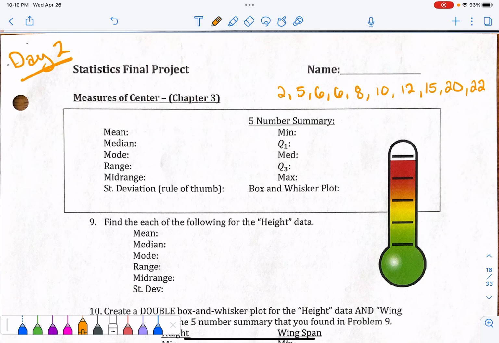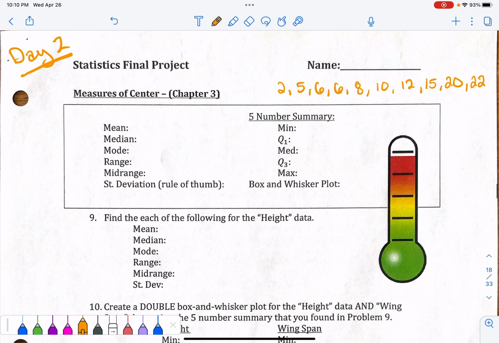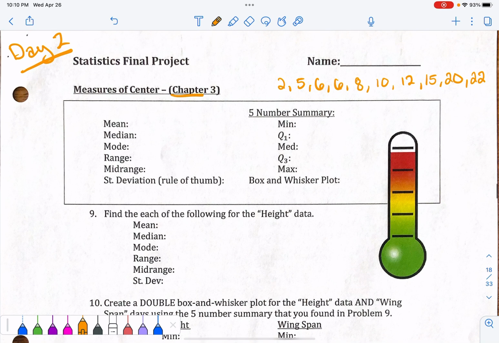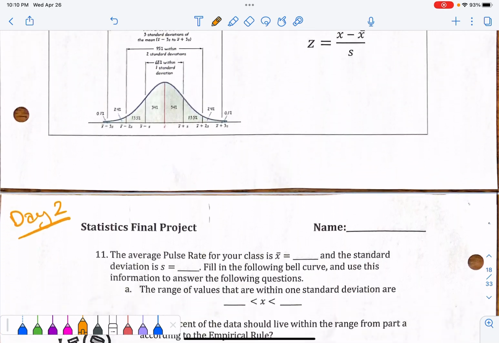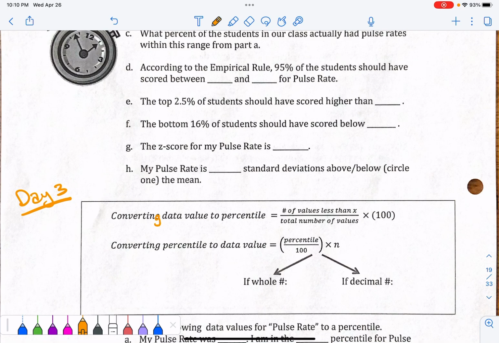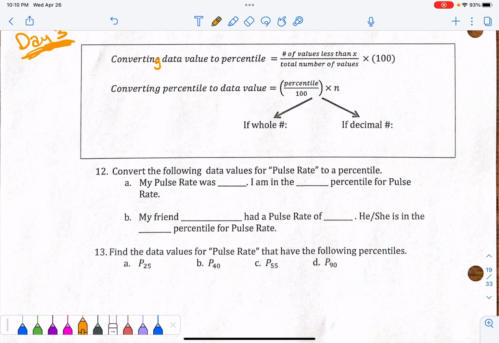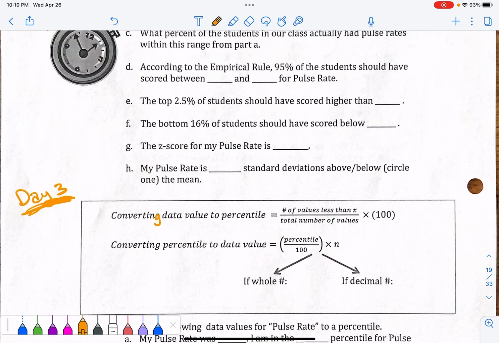Okay, stats, here's packet day 2. I'll just give you a brief overview of what we're going to do today. This is all chapter 3 stuff, and it's going to go from here to, we're going to do this day 2. Day 3, we'll wait for day 3 to do percentiles. So this bottom half of the second page, we'll wait to do that day 3, okay?